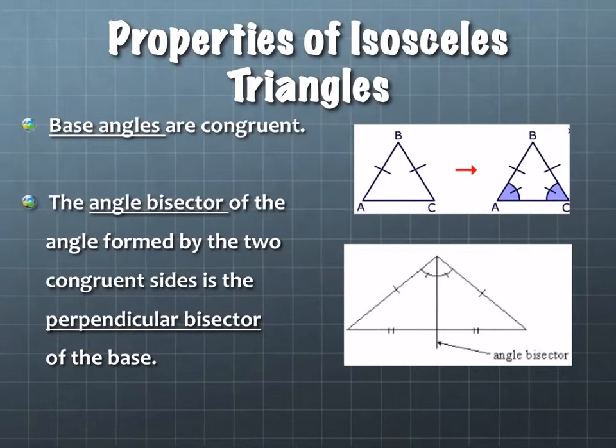If you have isosceles triangles and you cut the angle, that's the non-congruent angle, in half at the top, it automatically cuts the opposite side in half as well. So it creates congruent angles at the top, and it creates a perpendicular to the base at the bottom.